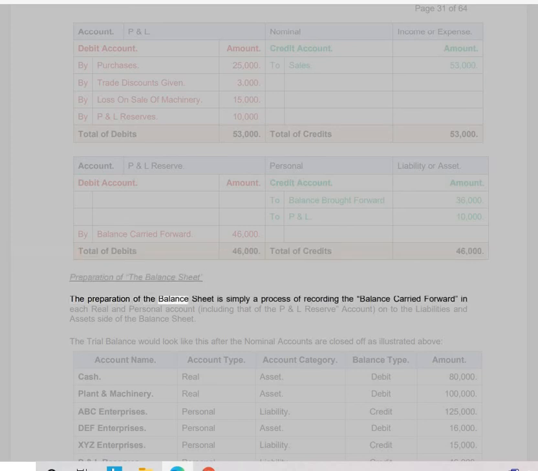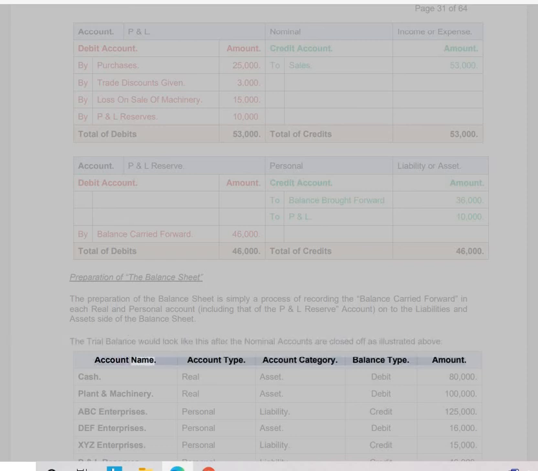The preparation of the balance sheet is simply a process of recording the balance carried forward in each real and personal account, including that of the P&L reserve account, onto the liabilities and assets side of the balance sheet. The trial balance would look like this after the nominal accounts are closed off as illustrated above.